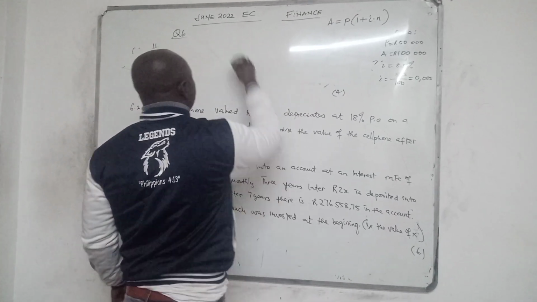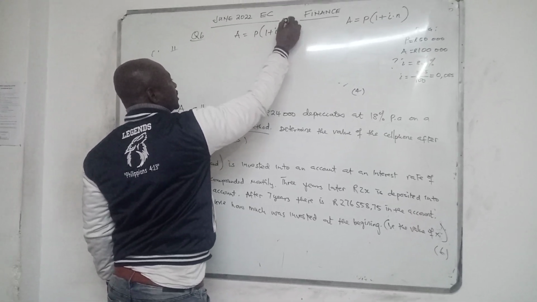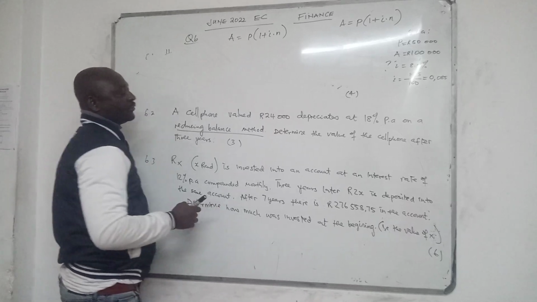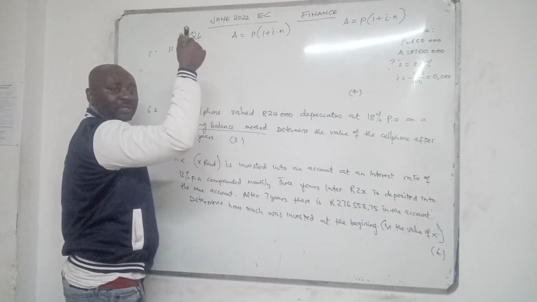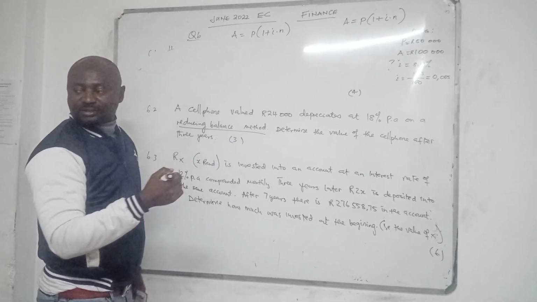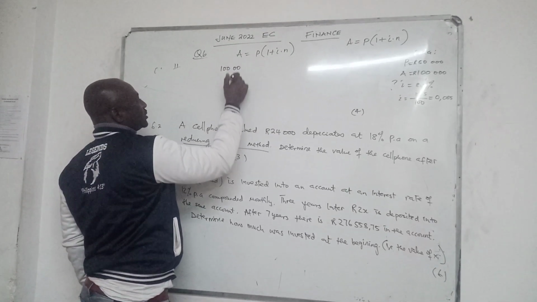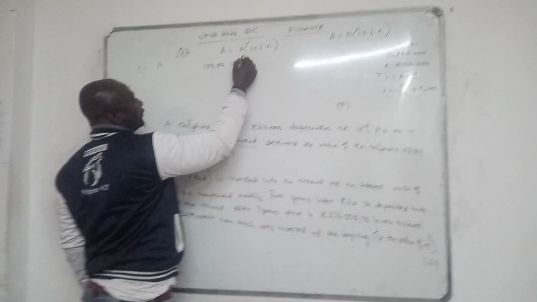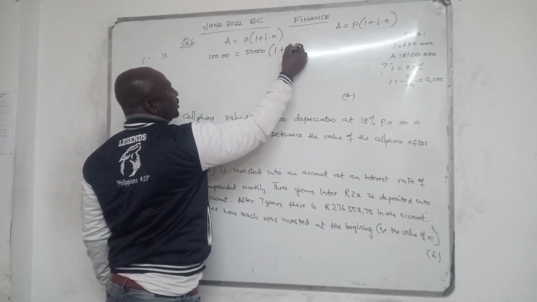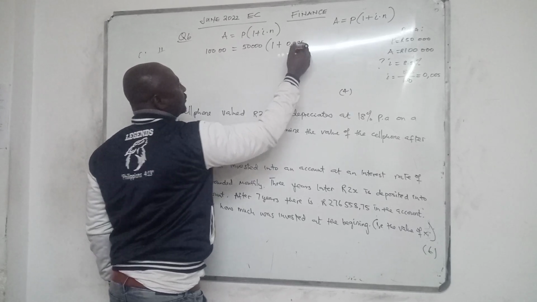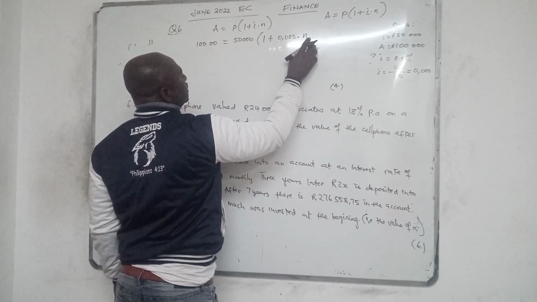So now, we copy our formula A equals P into bracket 1 plus I times N. This is a straight line method of appreciation, not depreciation. When the money is going up, you are appreciating. When you are coming down, you depreciate. So now, here is our 100,000 equals 50,000 into bracket 1 plus I, which is 0.085, times N, which we don't know.